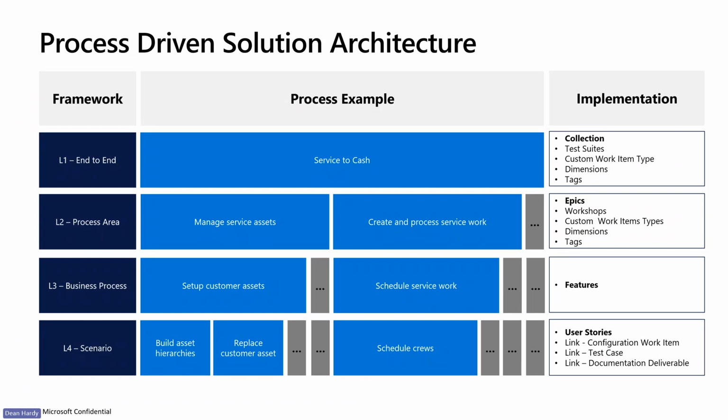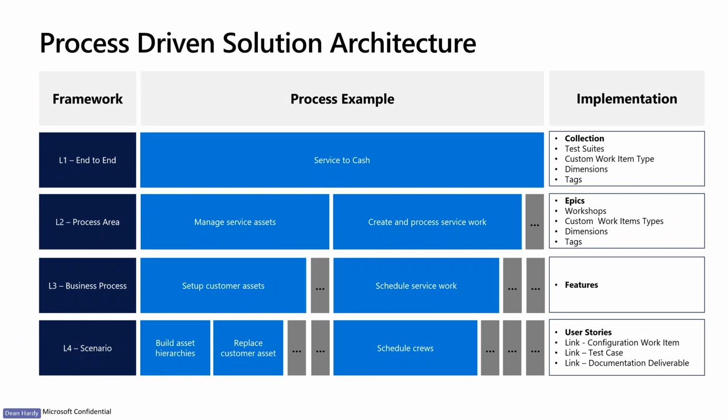In the left-hand column, you see that our architecture framework is divided into 4 levels. Level 1 is the end-to-end process itself. For example, here, service to cash, end-to-end process that we are reviewing today. In ADO, level 1 will be represented as collections and include test suites, work items, dimensions, and tags. Level 2 includes the process areas within the specific end-to-end process. Process areas are logical groupings of individual business process flows.